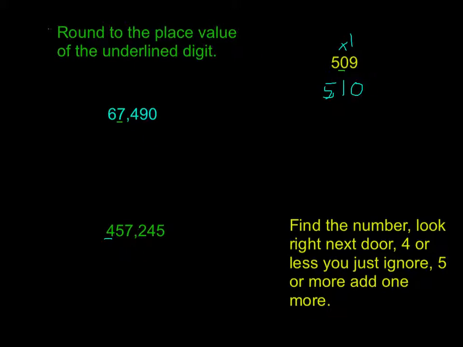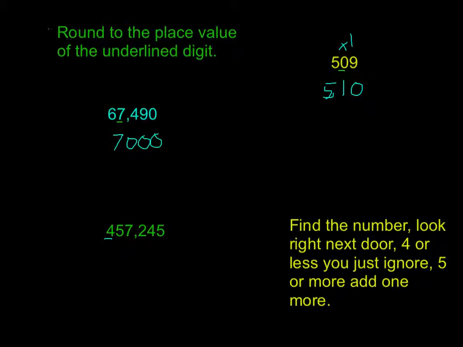On our next one here, we look over here, we have 67,490. Our number is the 7 here because it's in the thousands place. So we're going to round to the nearest thousand. So we're going to find our number, which is the 7, in the thousands place. We're going to look right next door. If it's 4 or less, which we do have a 4 here, so it is 4 or less, we just ignore. So by ignoring, what it means is we bring down our 7. Our 7 comes straight down. Anything to the right of the 7 turns into zeros.